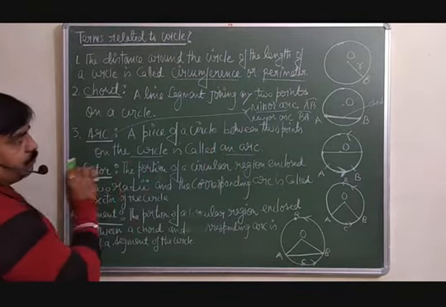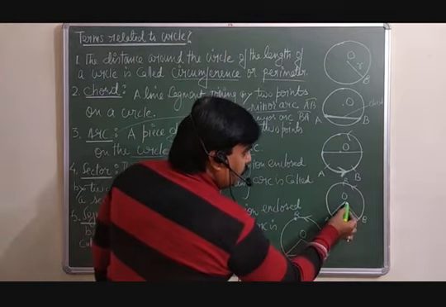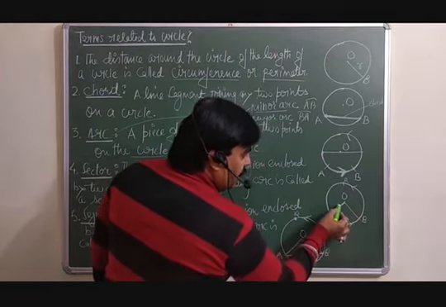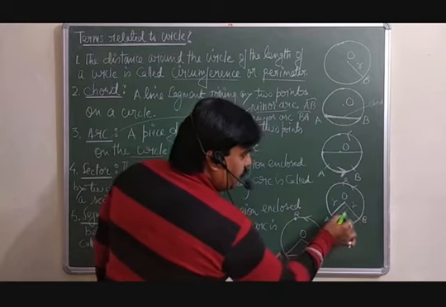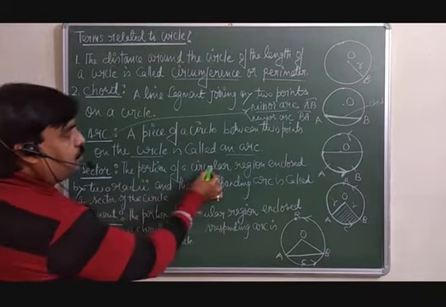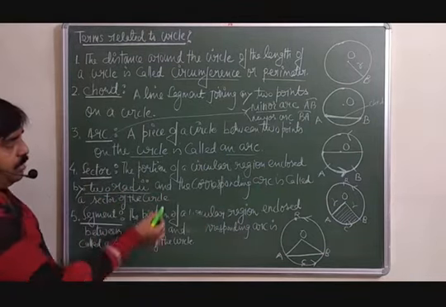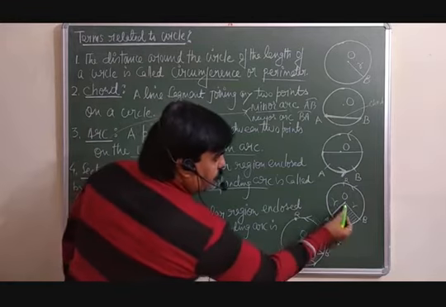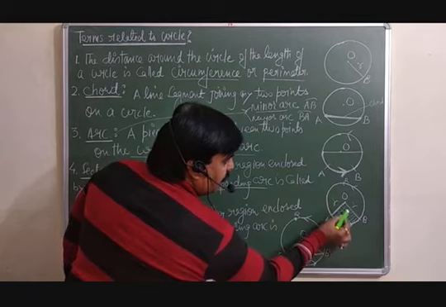Then the sector. Sector is the portion which is enclosed by the two radii and the arc. The area enclosed by these two radii and the arc, this is the sector. Means the portion of a circular region enclosed by two radii and the corresponding arc. Two radii and this corresponding arc, and this is known as a sector.